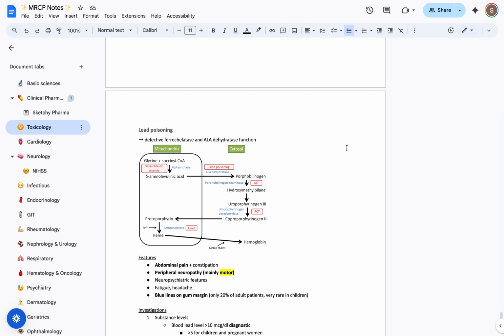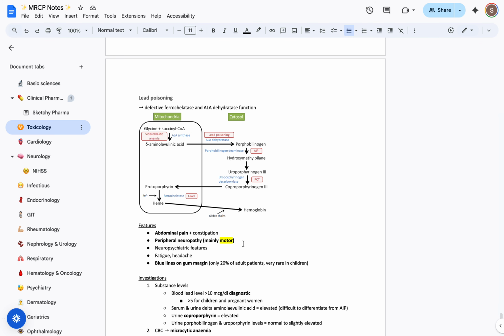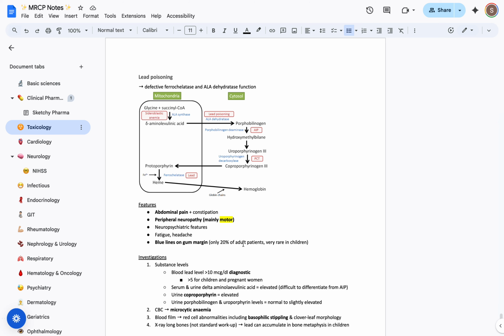Now for lead, it basically inhibits ferrochelatase, which converts protoporphyrin to heme and leads to the formation of hemoglobin. So when you inhibit that, you're going to have, I guess, a microcytic anemia. There will be abdominal pain, constipation, motor neuropathy, and blue lines on gum margins. Something else that is caused by lead poisoning is anterior uveitis, which I recently read.